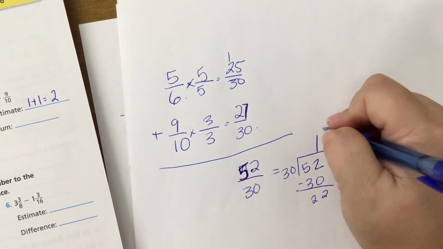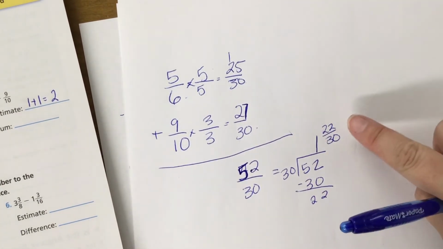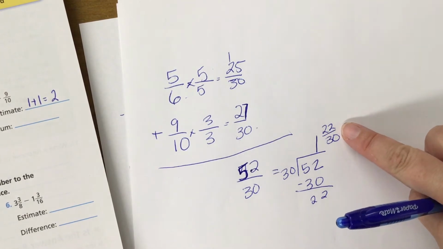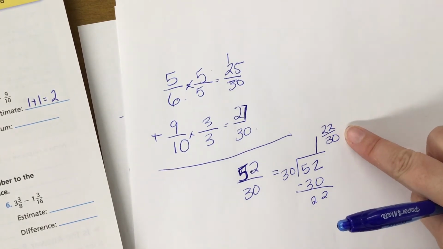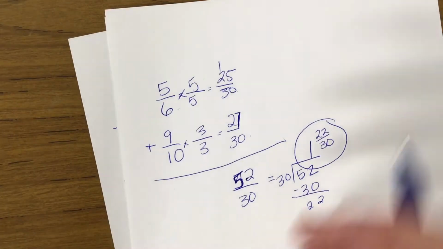With 22/30 left over. I know it doesn't seem like it, but that's super close to being 2. It only needs 8 more pieces to be another 2. So this is actually accurate. Okay, it's 1 and a lot.